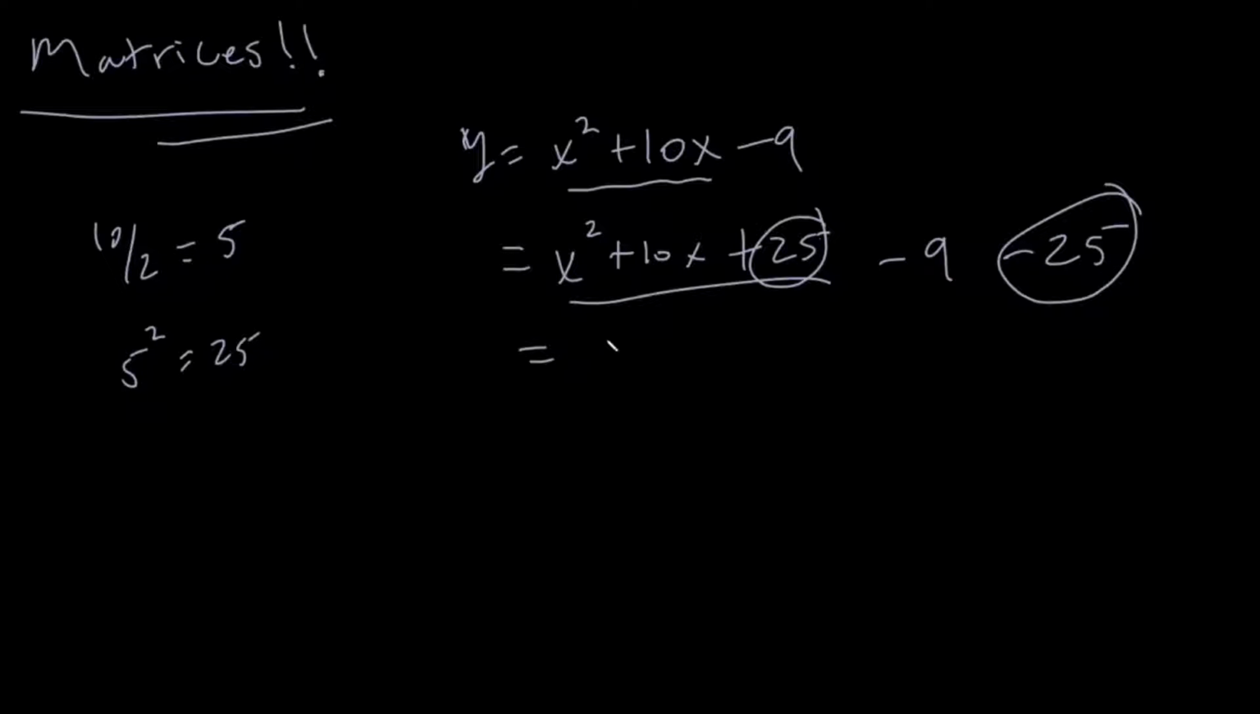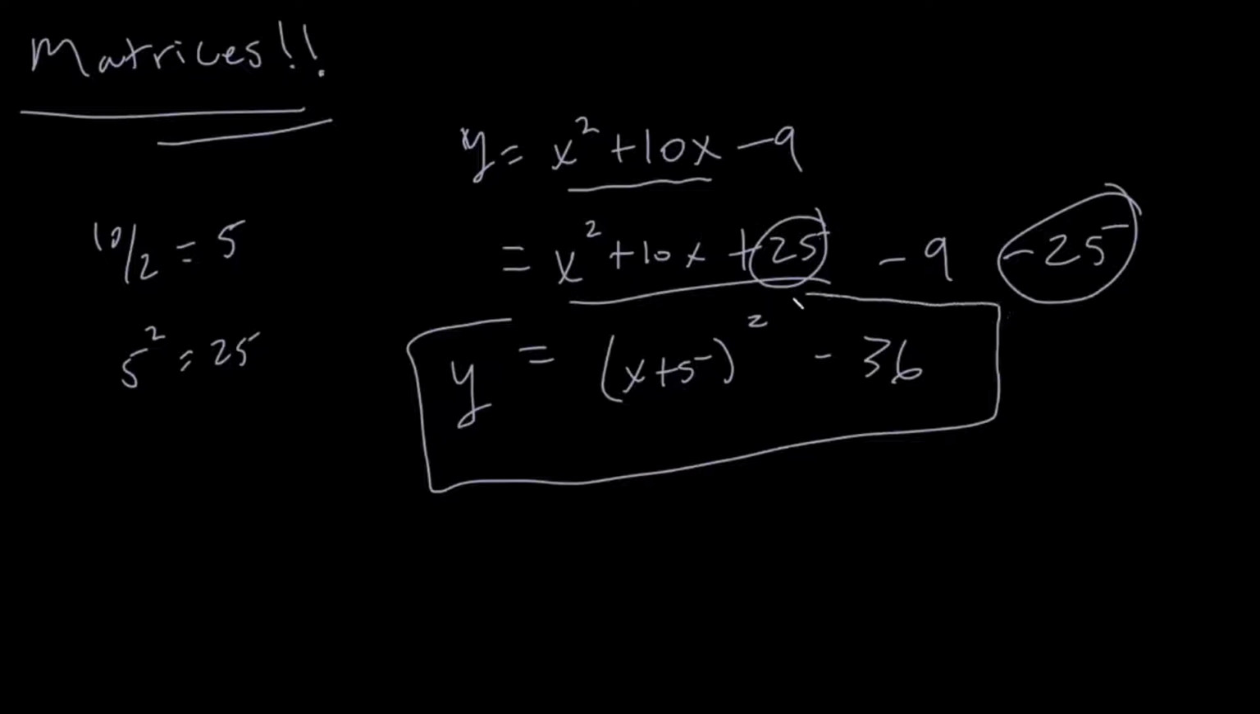So this becomes x plus 5 squared. Notice, keep the sign, divide by 2. 10 divided by 2 is 5, and I get minus 36. So my vertex is at negative 5, negative 36.